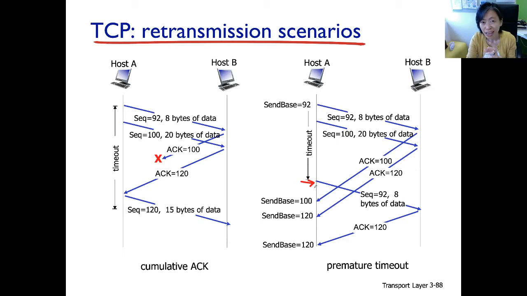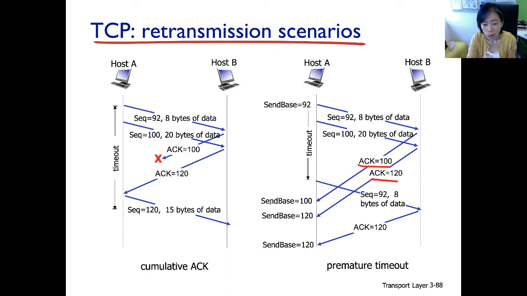Therefore, a timeout event in the TCP sender is triggered. Therefore, we retransmit all the packets in flight. So sequence number 92 will be retransmitted. Sequence number 100 will also be retransmitted. Okay. Now, ACK 100, ACK 120 will arrive later.